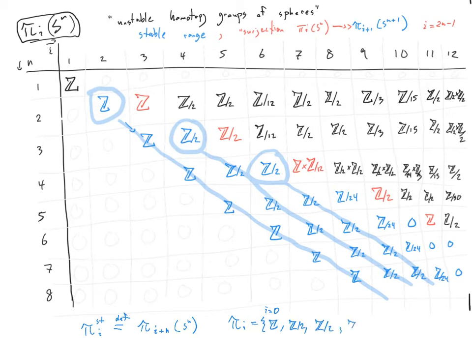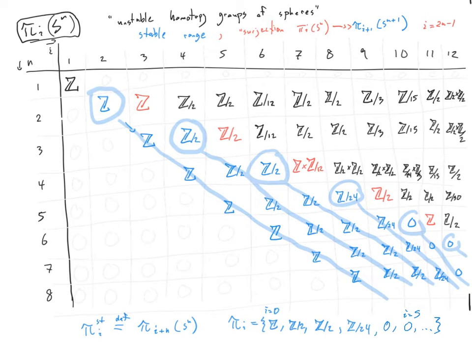The next one we see is this Z mod 24 that starts existing here. And then we see this 0 and this second 0. So the stable range that we can see is Z mod 24, 0, 0. So that's I 1, 2, 3, 4, 5. And then I'll just put dots here because it's definitely not 0, but forever. But that's a cute place to stop. And these are the first stable homotopy groups of spheres.